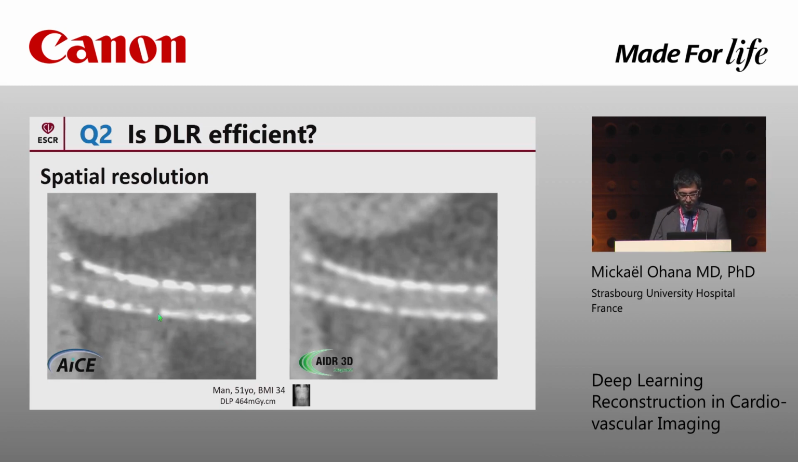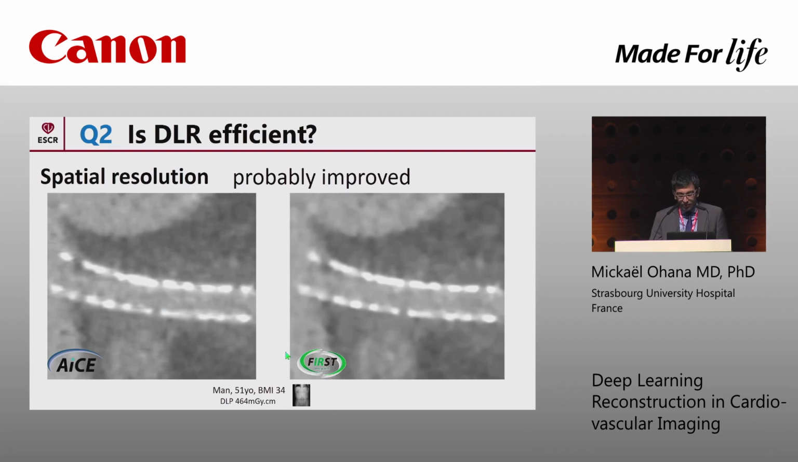And if we look, for example, here or here at the interval between the struts of the stent, it looks a bit higher resolution here with less blooming artifact compared to IDR. When we compare to MBIR, MBIR remains a bit better in terms of the improvement of spatial resolution. So spatial resolution might be a bit improved, but this is yet to be proven.